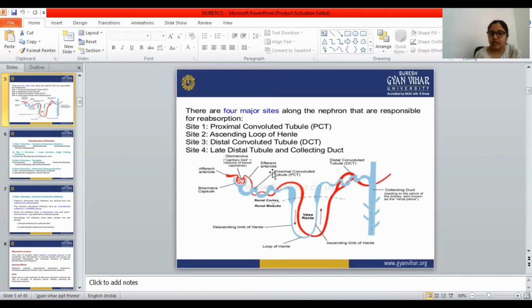This is the second site for reabsorption. Next is the distal convoluted tubule, that is DCT, which is also responsible for reabsorption. Site 4 is the late distal tubule and collecting duct. So these four sites are responsible for reabsorption. When sodium reabsorption is decreased, the excretion of sodium increases, with chloride also.